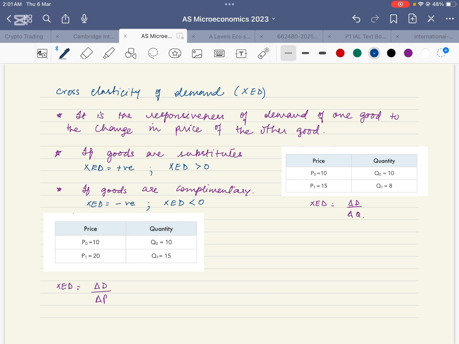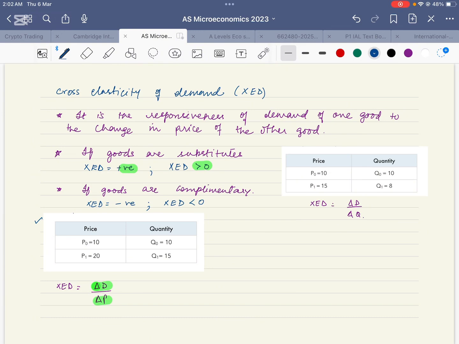Cross elasticity of demand is the responsiveness of a change in demand of one good to a change in the price of another good, right? So as usual, the change in demand is in the numerator and the change in price of the other good is in the denominator. If goods are substitutes, then XED, or cross elasticity of demand, is going to be positive, greater than 0. You can determine by looking at XED whether the good is a substitute or a complement. Let's calculate XED for this one first.